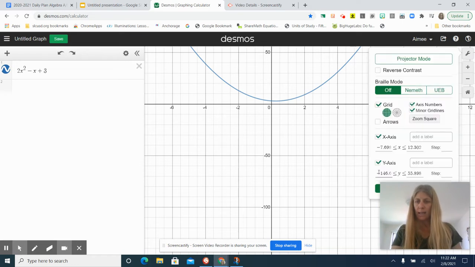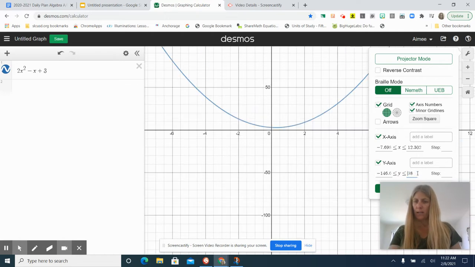What we see here, it's like, I don't want you to do that, Mrs. Burst. Okay, let's go. Negative 5, 5. There's a lot of numbers in there.